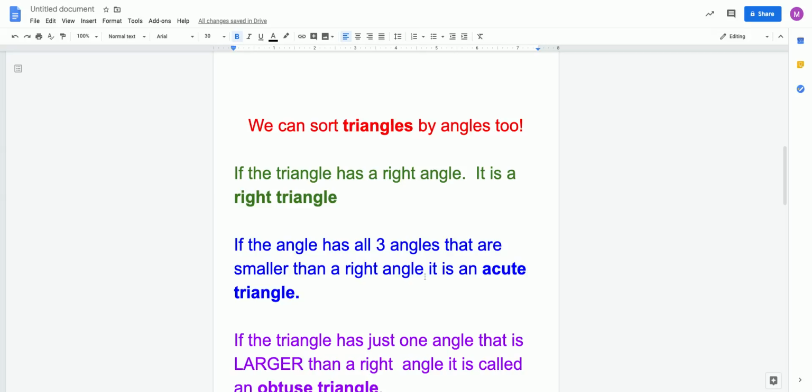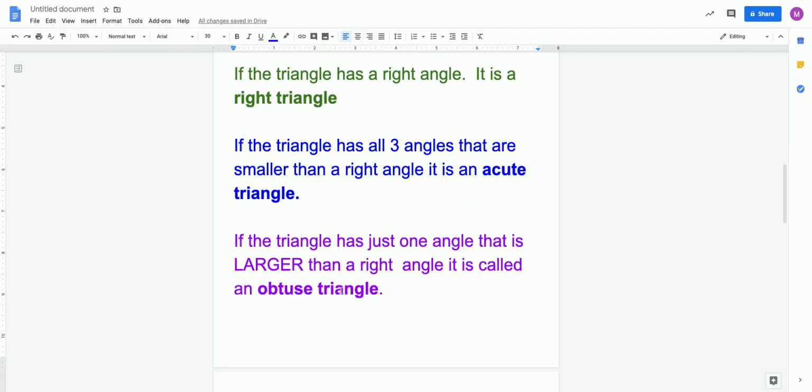We can sort triangles also by angles. If a triangle has a right angle in it, only one is needed, it is called a right triangle because it has a right angle in it. If the triangle has all three angles that are smaller than a right angle, it is an acute triangle. Remember, we think acute meaning smaller than 90.